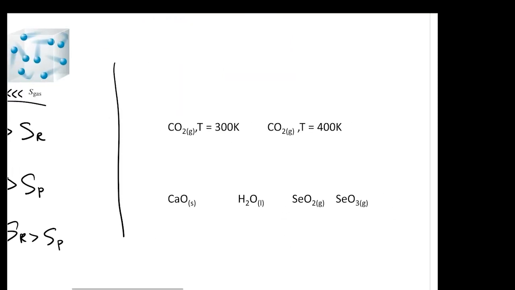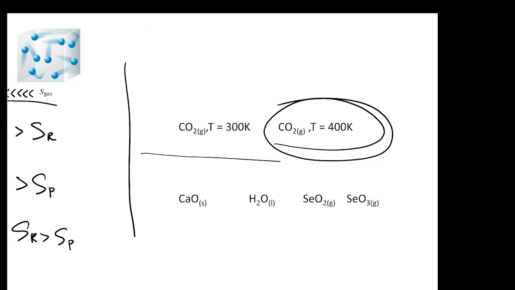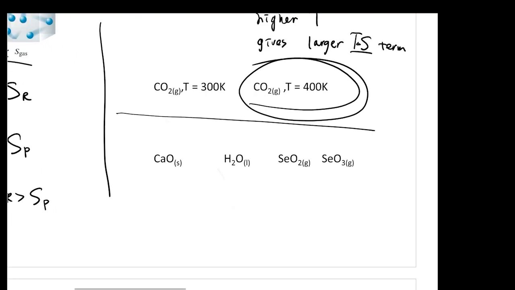Another thing you're going to encounter is if I just tell you I have a species at 2 different temperatures, and ask you which one is going to give you a larger entropy term, it will be the one with higher temperature. The higher temperature one is going to give a larger entropy term. So it's actually a T delta S term. So that's the second thing that you need to know.